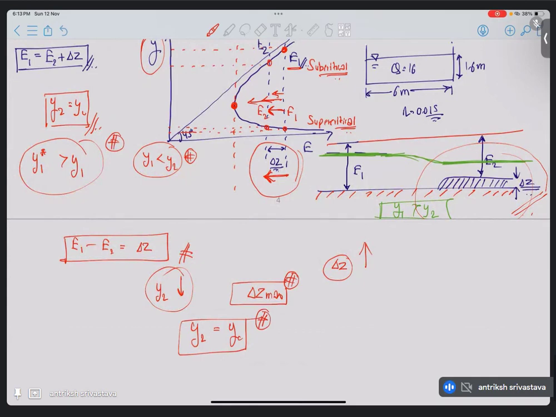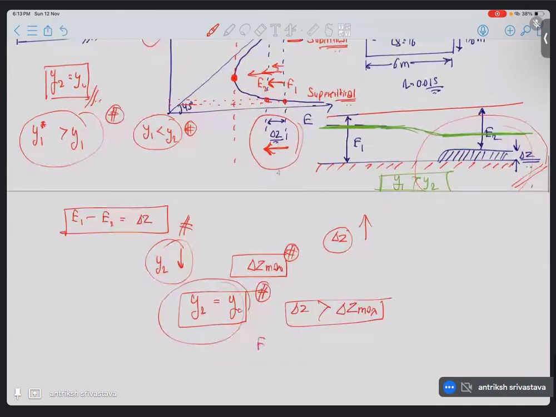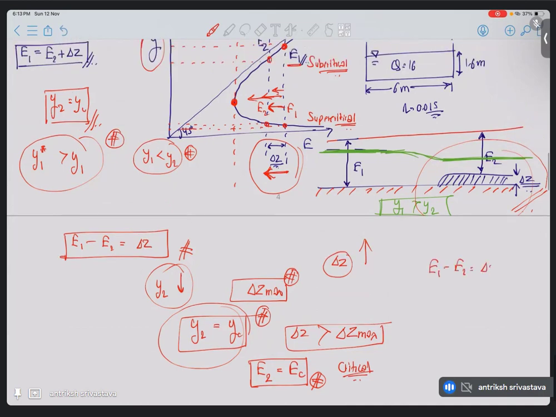and after that, even if you increase your delta Z, your downstream depth is not going to increase. And when that doesn't increase, the specific energy on the downstream is not going to increase. It is also going to remain at the specific energy at critical state. But we know from the concept that E1 minus E2 has to be delta Z. So to compensate for that, E1 is now going to increase, and correspondingly y1 will increase.